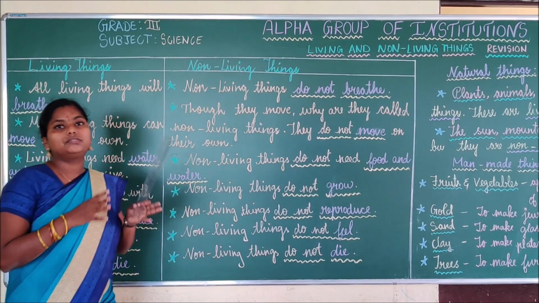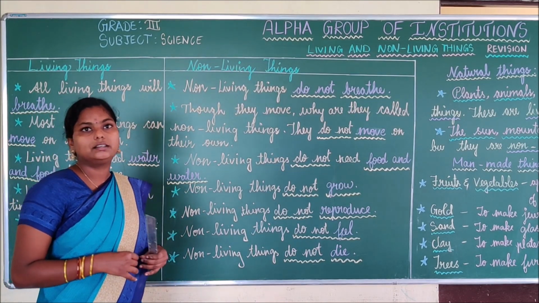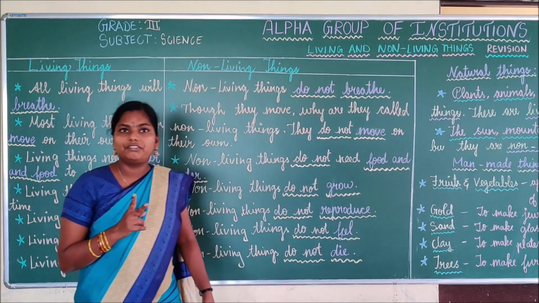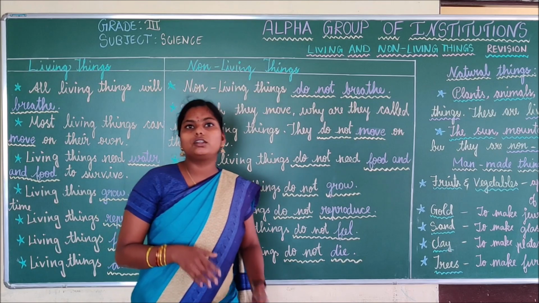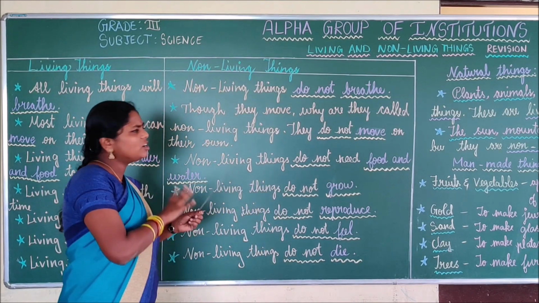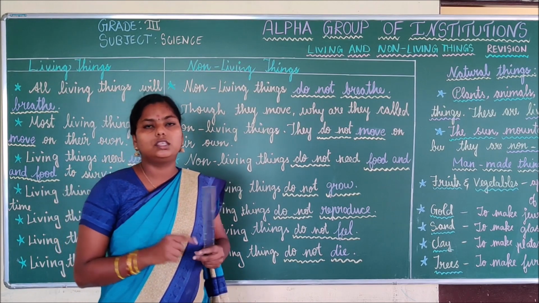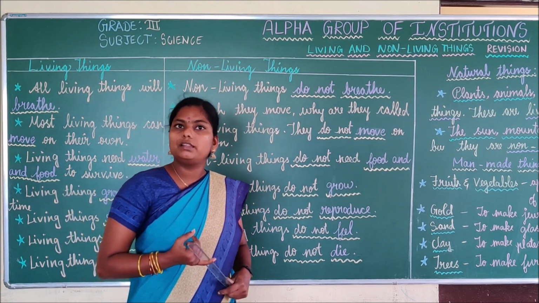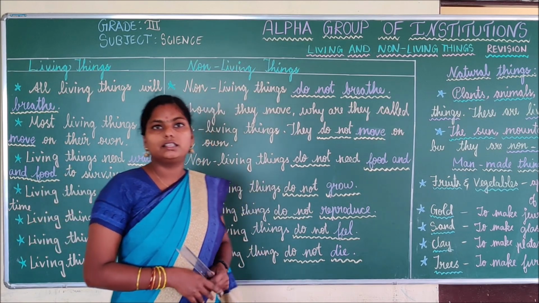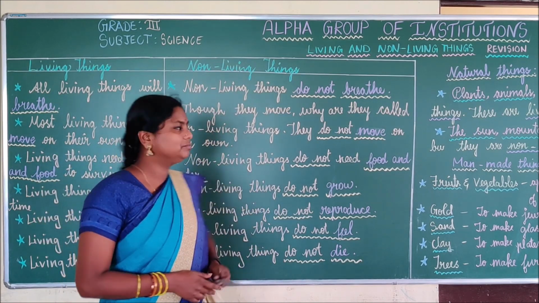So the major thing we understand from this lesson is living and non-living things. There are two kinds of things in this world. What are they? Living and non-living things. There are some differences between those two. Some things will be done by living things and will not be done by non-living things. Shall we recap it once again?